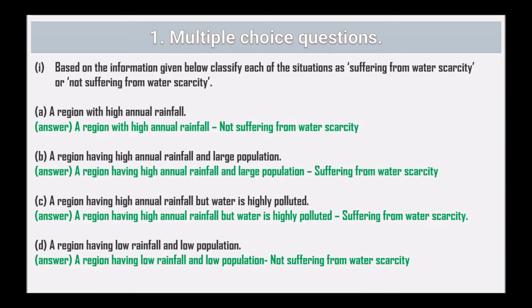A region with high annual rainfall. This region is not suffering from water scarcity. A region having high annual rainfall and a large population. So this region will suffer water scarcity. A region having high annual rainfall but water is highly polluted. So this region also suffers water scarcity. A region having low rainfall and low population is not suffering from water scarcity.